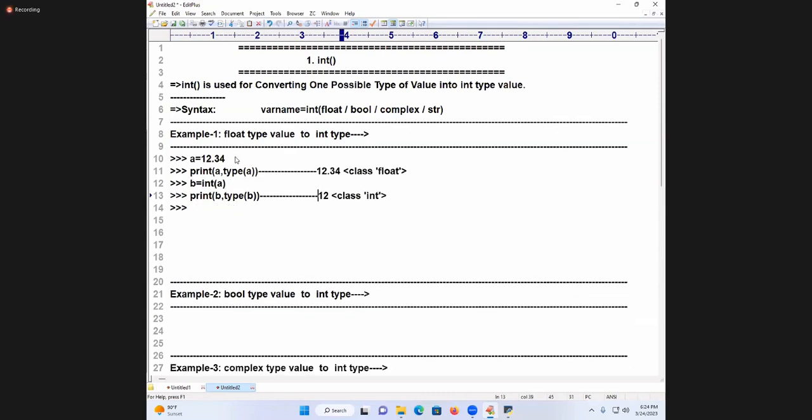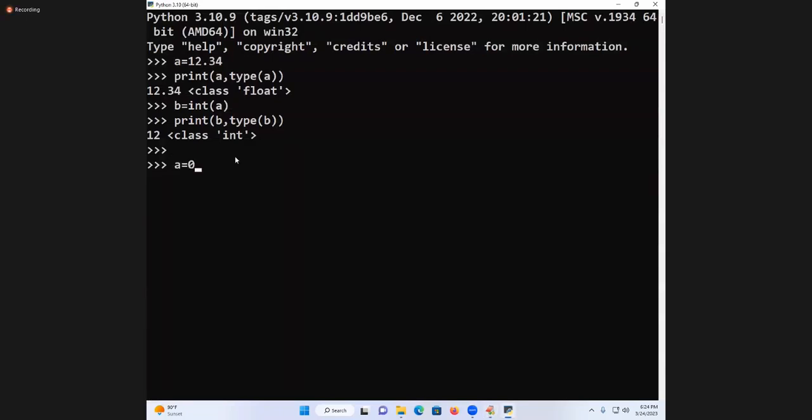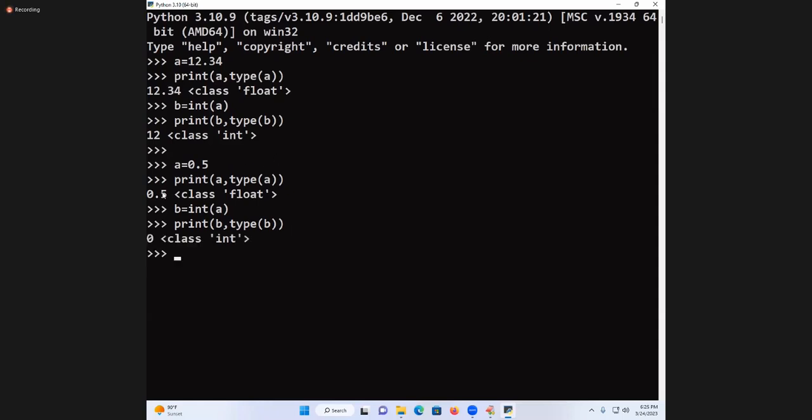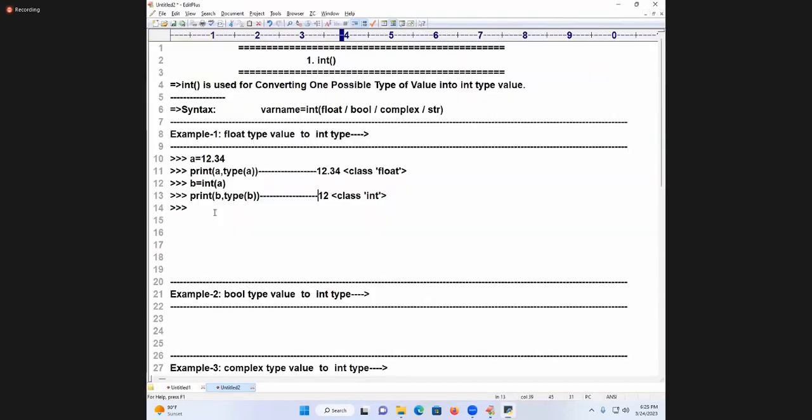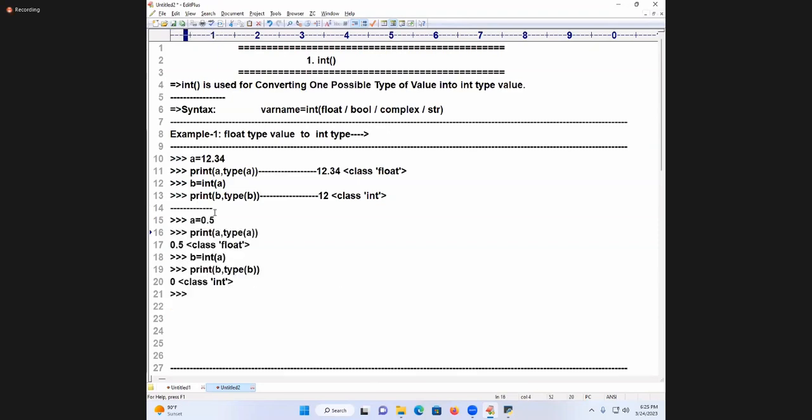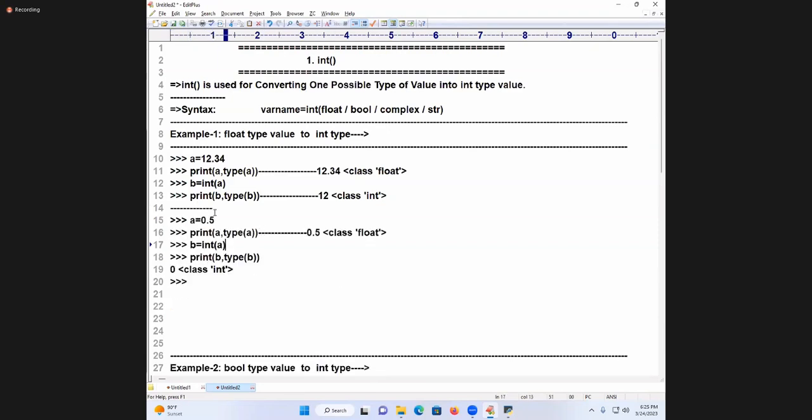Now I'm taking one more example. A is equal to 0.5. Print of A, float. What is the value of B? Everybody, 0. 0 is the answer. Getting that? One more example, so I'm giving this example for you. So done, 0.5.